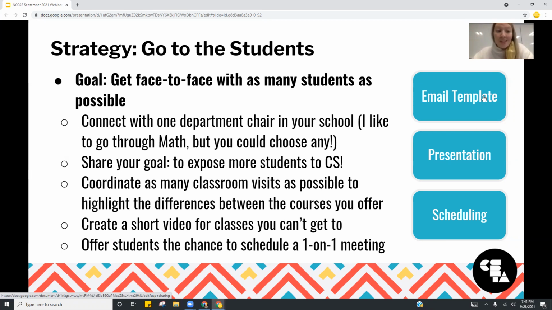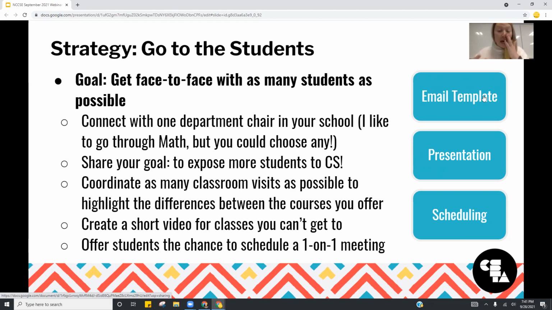And then your goal is to coordinate as many classroom visits as possible to highlight the differences between the courses that you offer and offer to students to talk with you or to talk with another colleague one-on-one if they want to discuss their options. You're not going to be able to get to every course though.